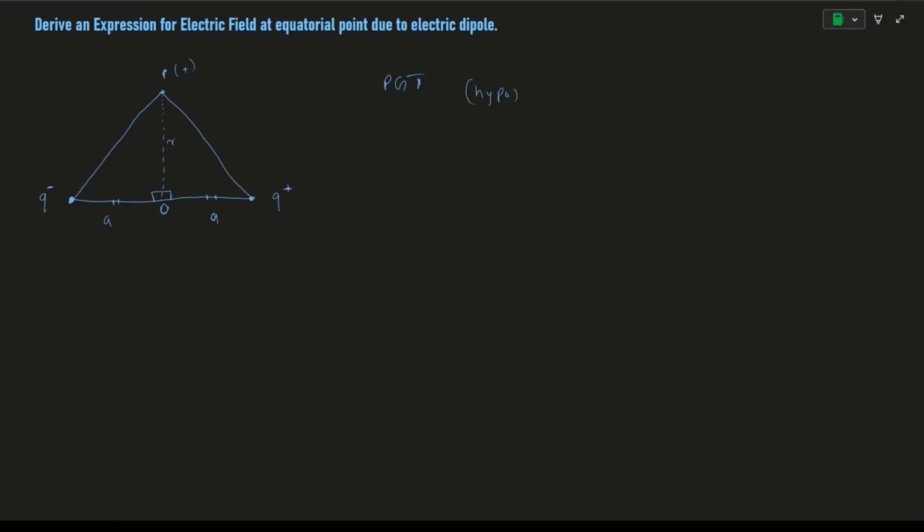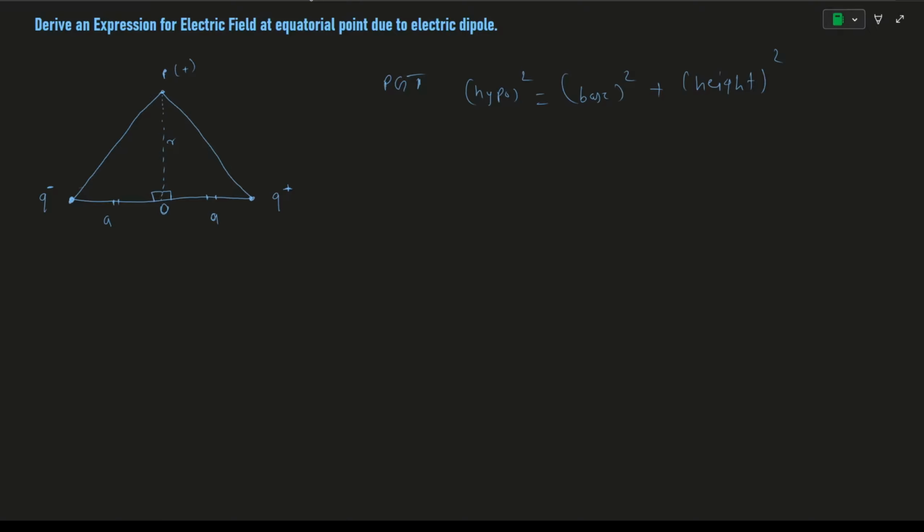hypotenuse square will be equal to base square plus height square, isn't it? And let's suppose we have to find out this distance. Why are we finding this distance? Because we have to find out the electric field. Okay, I will tell you why we are finding this distance.